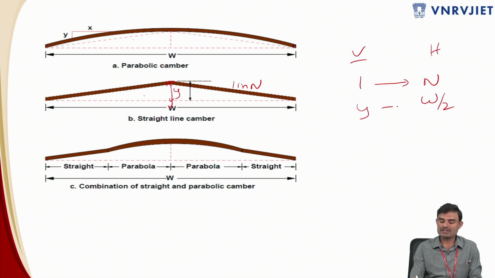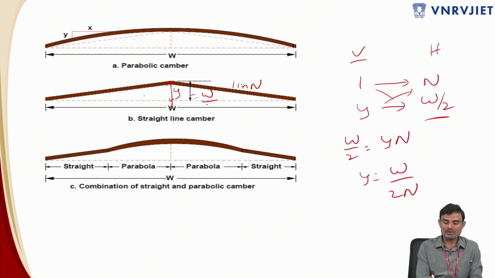We are looking for the height of the crown portion. So this is my Y value. I repeat: for 1 meter of vertical distance, how much am I going in the horizontal direction? That is 1 in n. And for a width of W by 2, what is the value of Y required? If you cross multiply, W by 2 is equal to Y into n. So Y is equal to W by 2n. This is the value of Y, where W is the width of the carriageway. That is for the straight line camber or triangular profile.